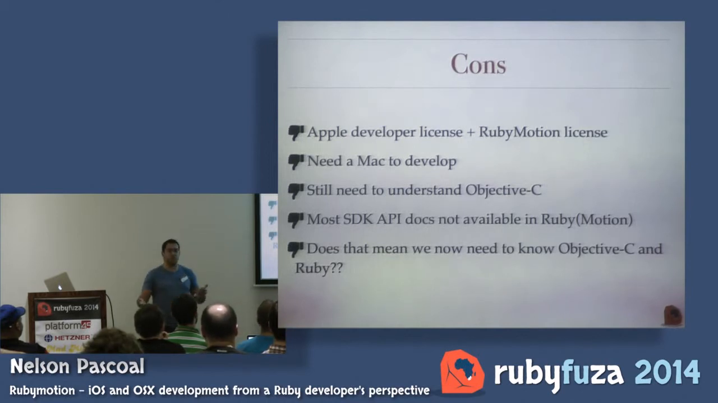You still need to understand Objective-C, which might make you step back and ask, hang on a minute, now I've got to learn two languages instead of one, right? You've got to know Objective-C still, and you have to know Ruby. But you don't have to have as deep a knowledge of Objective-C to use RubyMotion, right?